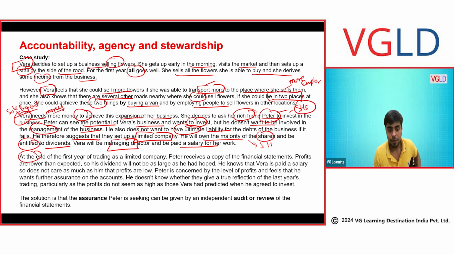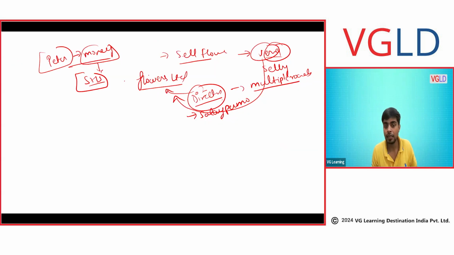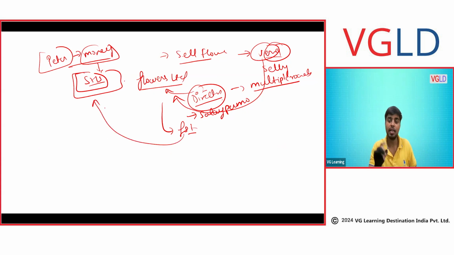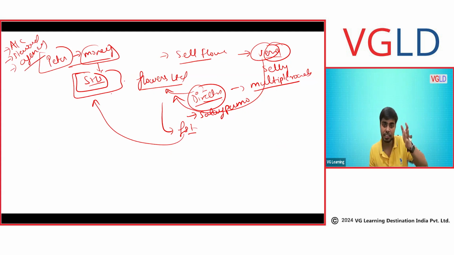At the end of the first year of trading, Peter receives a copy of the financial statements, which are prepared by Vera because she's running the company. If you are running the company, the director is the one who prepares the financial statements, not the shareholder. The shareholder receives the financial statements from the director, and this is where our accountability, stewardship, and agency issue would come in. There is a shareholder, there is a director, there is a company.